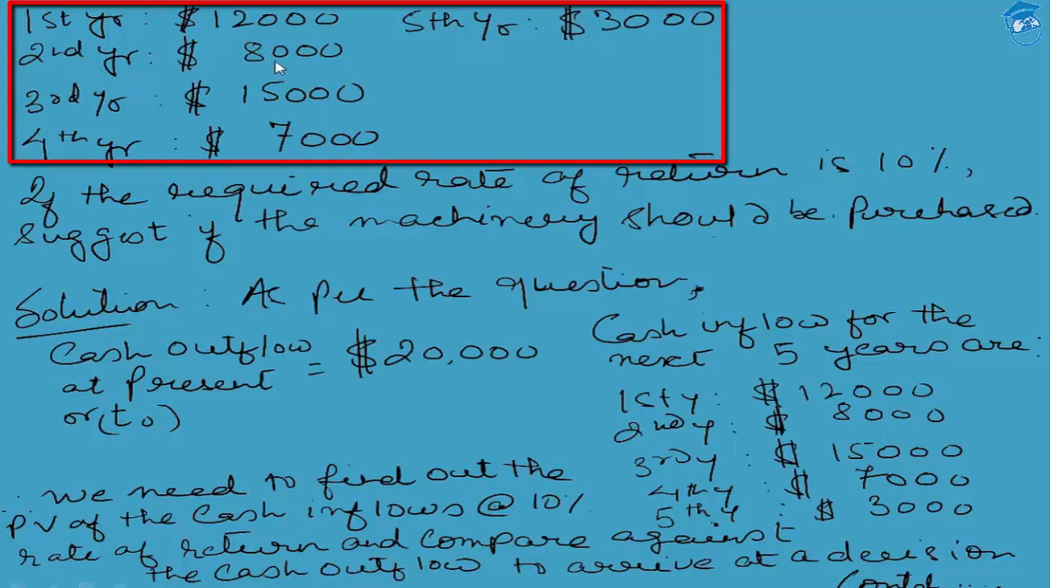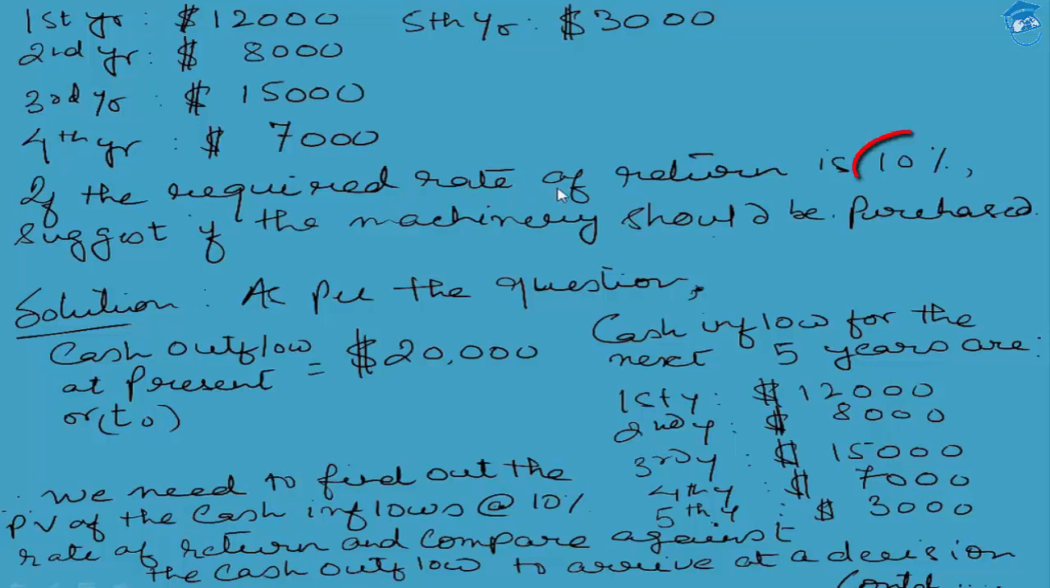I'm using the word expected because we all know that business and assets work in a very unpredictable business environment wherein nothing can be said for sure. So whatever cash flows we talk about, those cash flows are not sure shot cash flows, but they are probable cash flows or expected cash flows. So the future cash flows expected by the finance manager to be generated from this particular asset are 12,000 USD, 8,000 USD, 15,000 USD, 7,000 USD and 3,000 USD across a time frame of 5 years. Now, if the required rate of return is 10%, suggest if the machinery should be purchased.